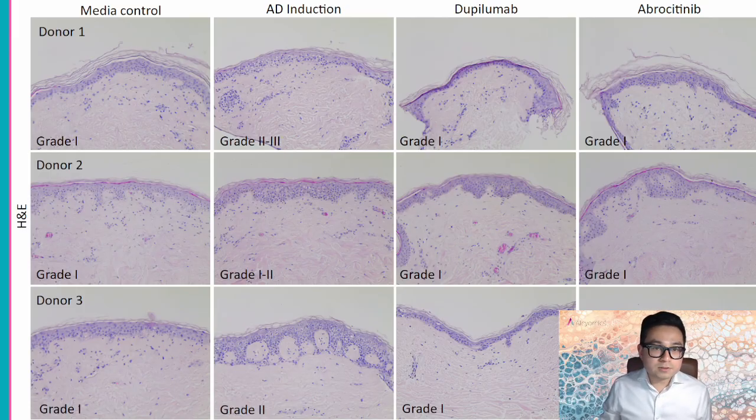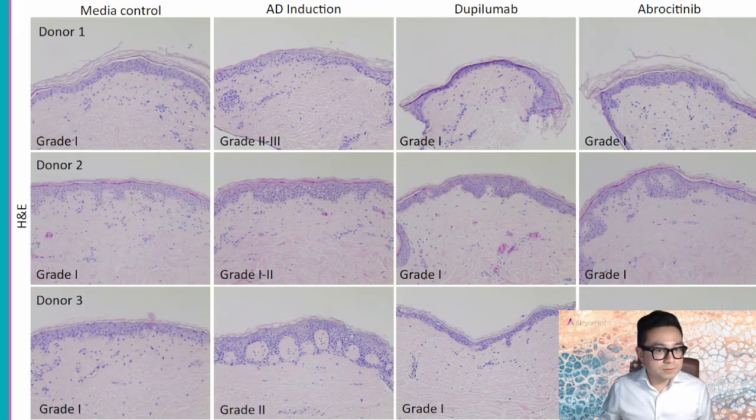So following along the top donor, we've got quite a neat epidermis here with no spongiosis, and that is the baseline thickness. With AD induction, you don't see a thickening, but you see strong induction of spongiosis. With dupilumab treatment, this goes away, and so does it with abro.